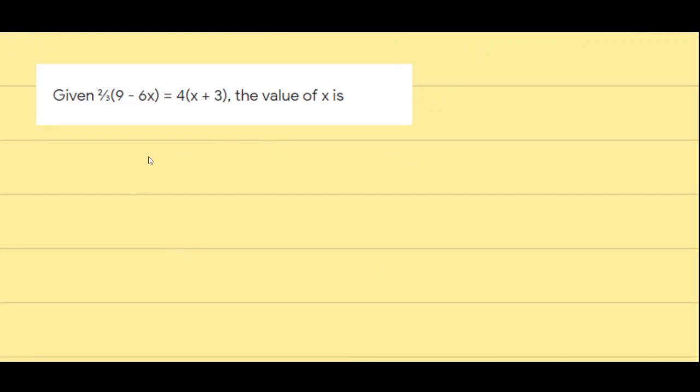So here now, we are given some particular equation, this whole thing equals this whole thing, and we should find the value of x. So let's write it down. We have 2 over 3 multiplying 9 minus 6x, and this equals 4 times x plus 3.